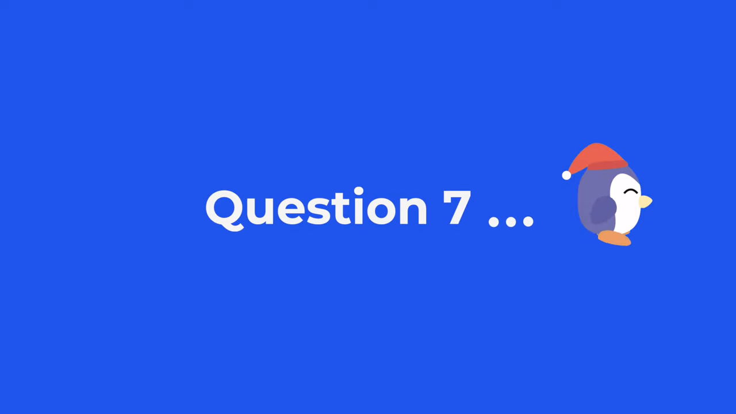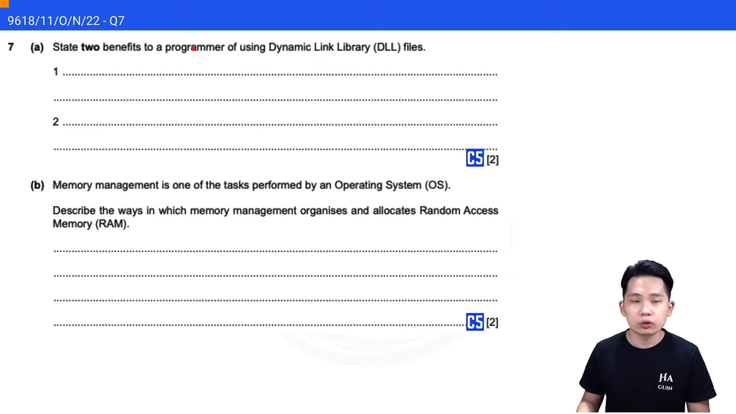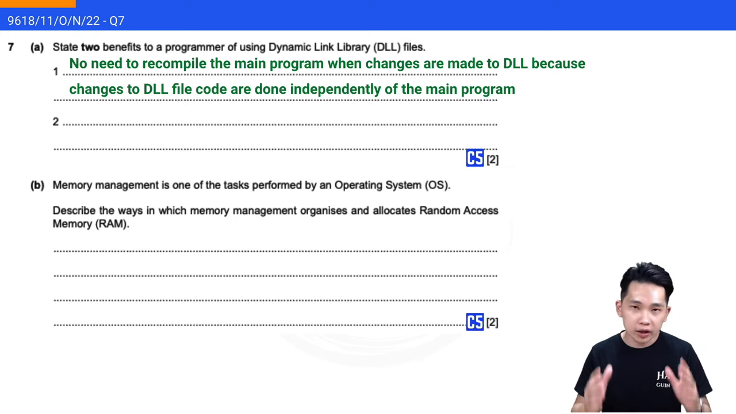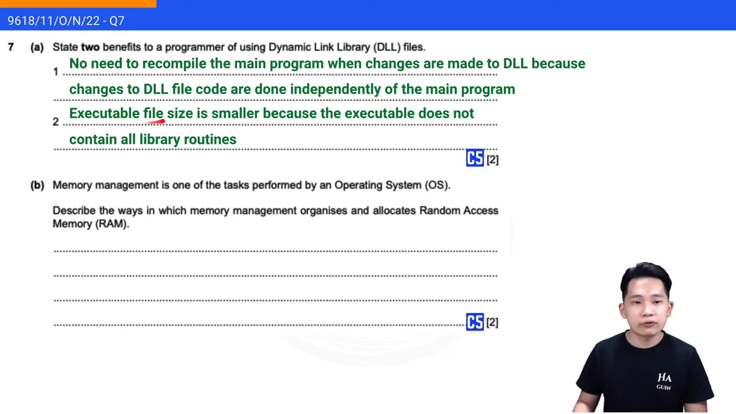And now let's go to question 7. State two benefits to a programmer of using dynamic link library DLL files. So the major benefits of DLL files would be this one here. No need to recompile the main program when changes are made to DLL, because changes to DLL file code are done independently of the main program. So this is the major benefit of using DLL files. And the next benefit will be this one here. Executable file size is smaller because the executable does not contain all library routines.